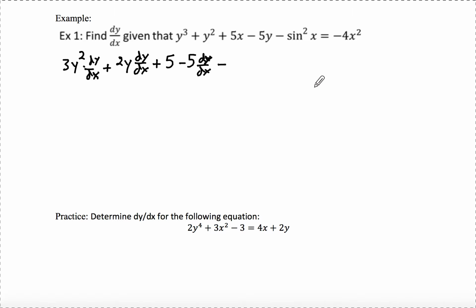Minus, now I need the derivative of sine squared. We've seen that. That's a chain rule. We have sine of x squared, so it's 2, keep the inside. Bring down the 2 as power rule, 2 sine of x, times the derivative of the inside, which is cosine of x, equals negative 4x squared. The derivative of that with respect to x is negative 8x. This is a little more complicated. So I have everything, I've taken the derivative of everything now.